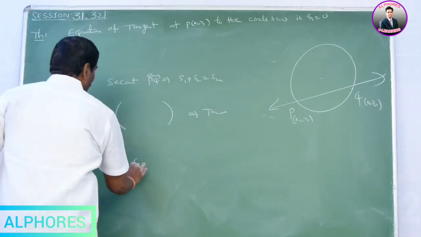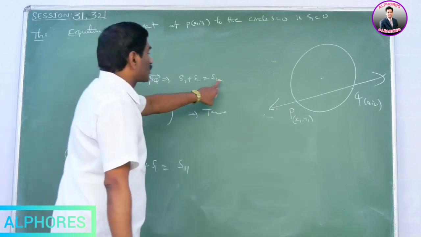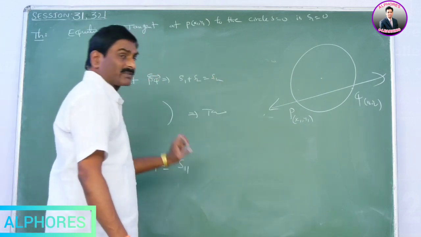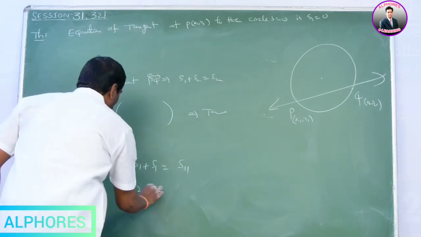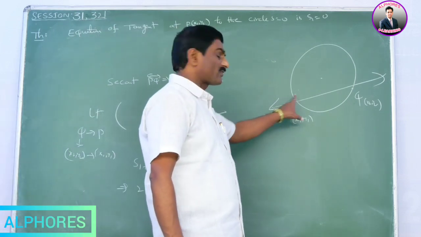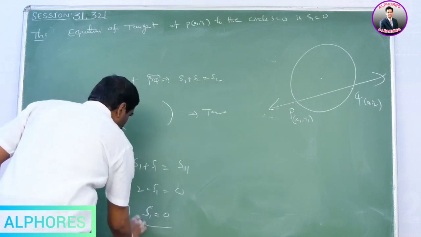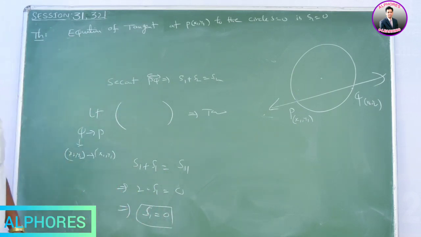So this equation can be reduced into S1 + S1 = S11. 2 approaches 1, so S12 means S11. That means 2 into S1 is equal to 0, since P lies on the circle, S11 is equal to 0. That implies S1 is equal to 0. It is an alternative method. Please note this point also.